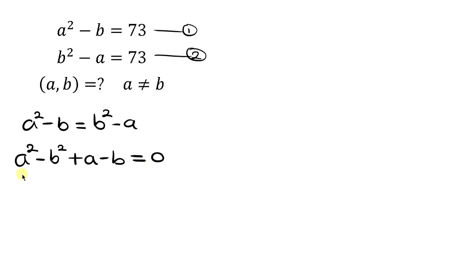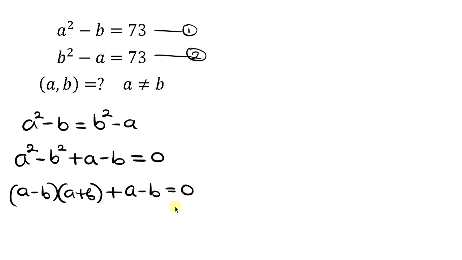Now notice that this is a difference of two squares. So let's express this as a difference of two squares. So we have a minus b times a plus b. So this has been expressed as a difference of two squares, plus a minus b, and this is equal to 0.